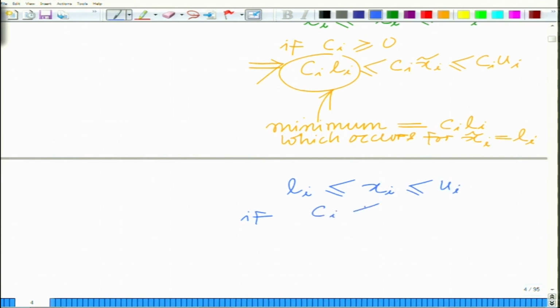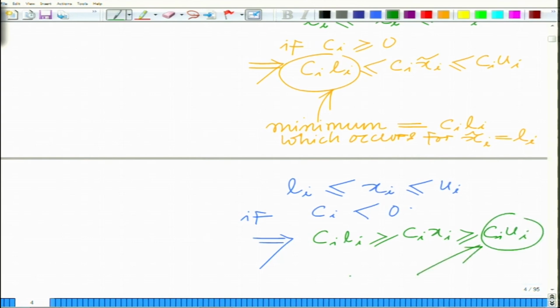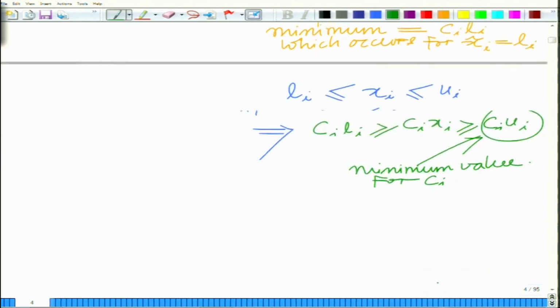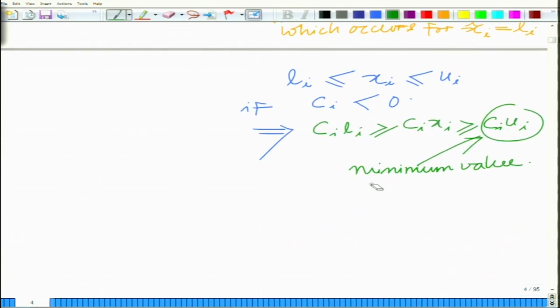If Ci is less than 0, this implies, now inequalities get reversed, this implies that Ci Li is greater than or equal to Ci xi, for any xi in this interval, which is greater than or equal to Ci Ui, which means this is the minimum value if Ci is less than 0, okay.